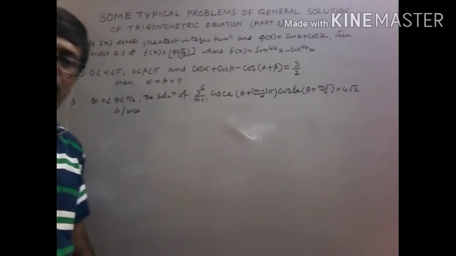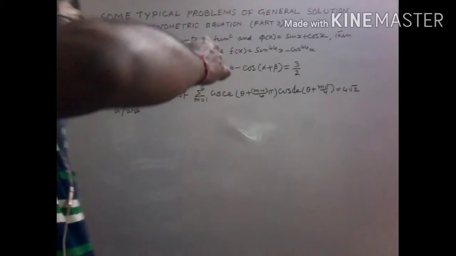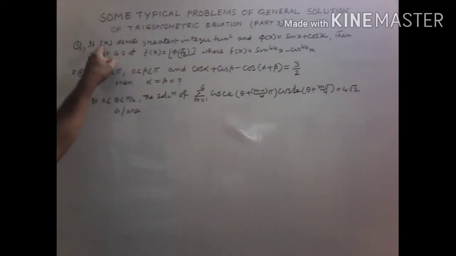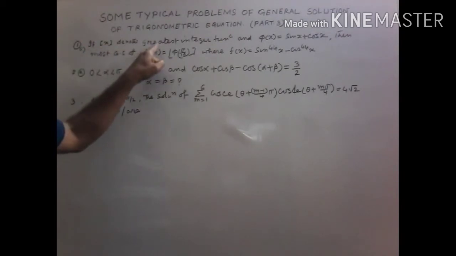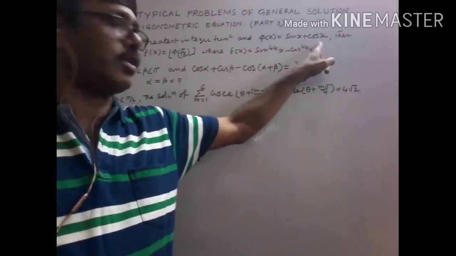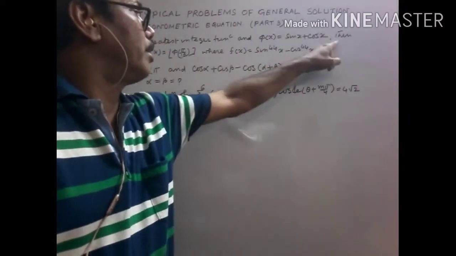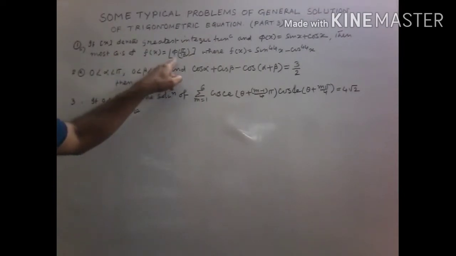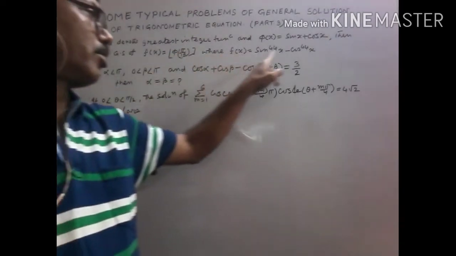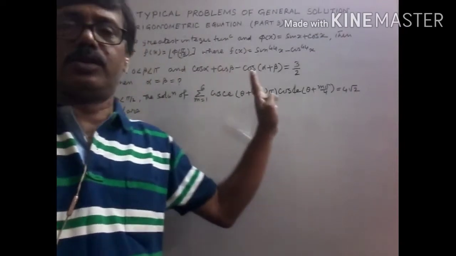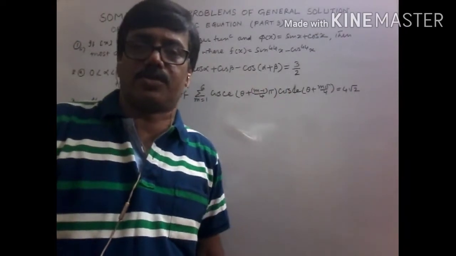Now look, this is a problem. Let [x] denote the greatest integer function and phi(x) equals sin x plus cos x. Then the most general solution of f(x) equals [phi(pi/10)], where f(x) is given, is given by. You have to find the general solutions.